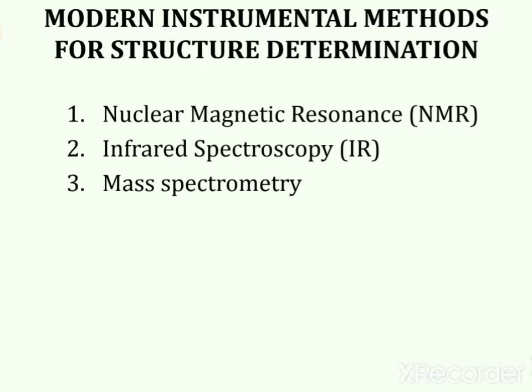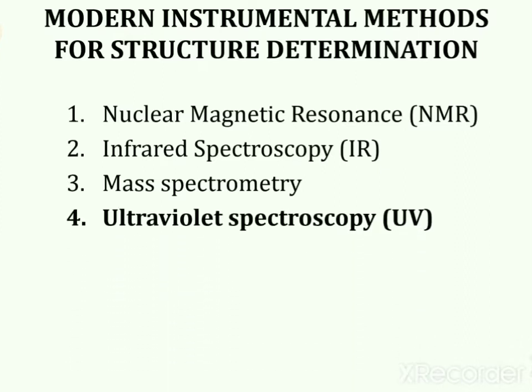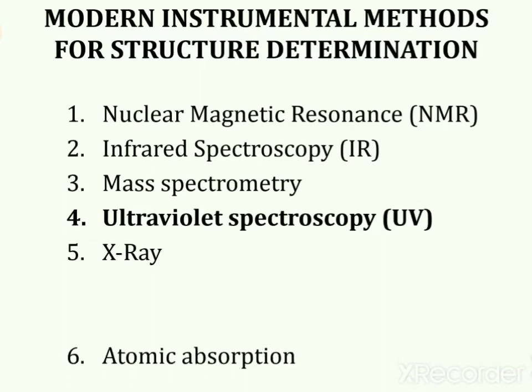The third method is mass spectrometry, which is used for the determination of molecular mass. The next method is ultraviolet spectroscopy and visible spectroscopy. Ultraviolet spectroscopy as well as visible spectroscopy is used for the determination of conjugation of compounds. In short form, it is known as UV-Visible spectroscopy. The fifth method is X-ray spectroscopy, and it is used for the determination of surface morphology of different compounds.